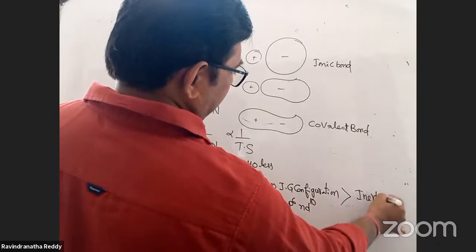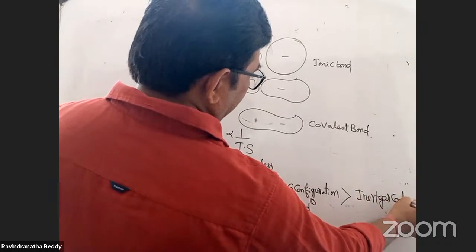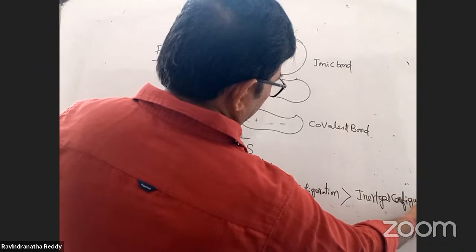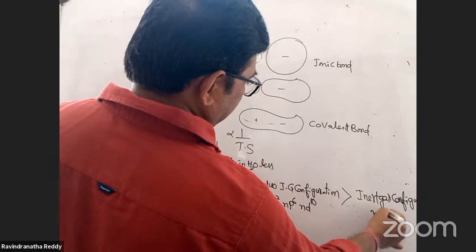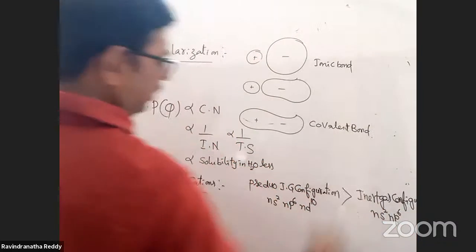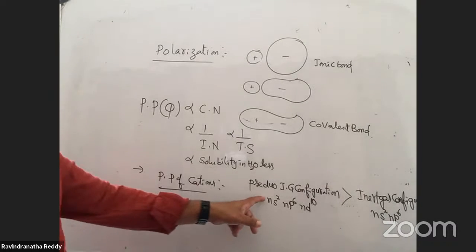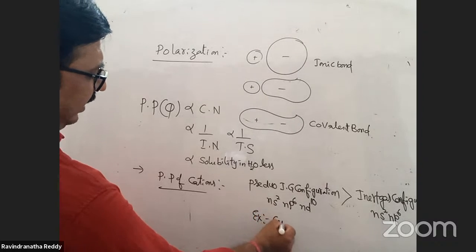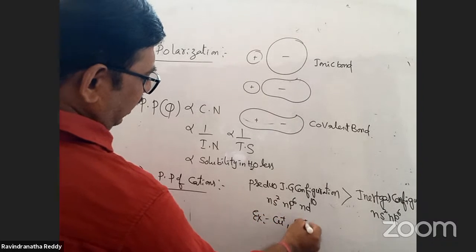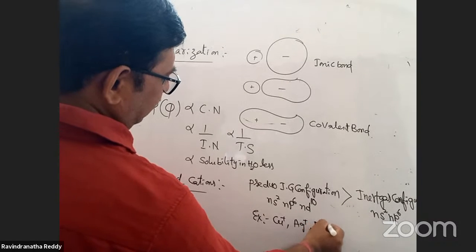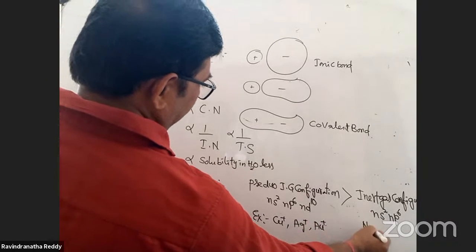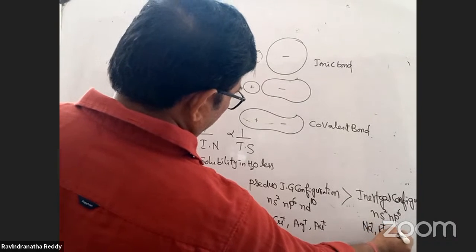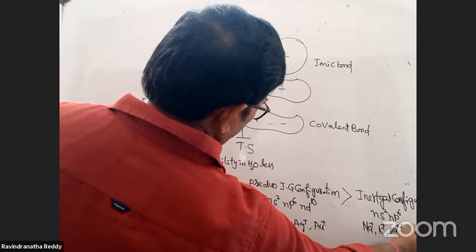Inert gas configuration means what? Compare it with the ns2 np6 configuration. Where can you see the pseudo inert gas configuration? For example, take copper cation, silver, gold. And the inert gas configuration you can see in the 1A group cations, sodium, potassium, rubidium, and the 2A group, Mg+2, Ca+2, like that.